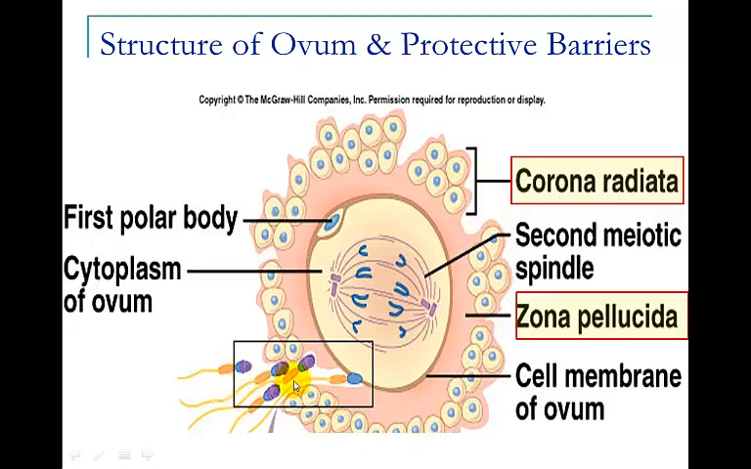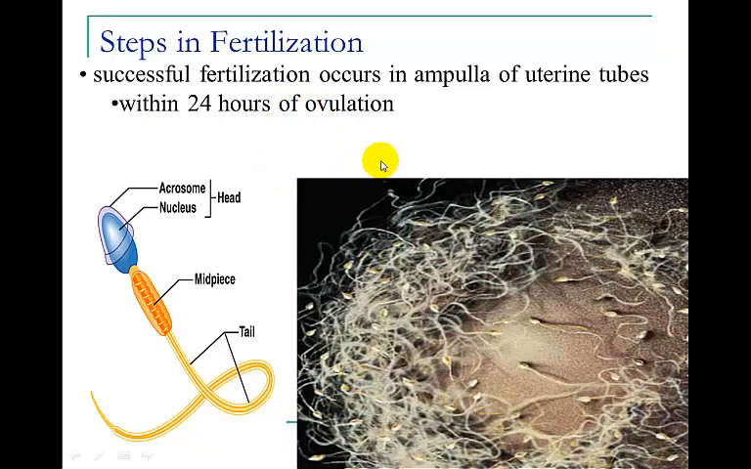When the sperm arrive, they need to burrow through the corona radiata and through the zona pellucida. The hydrolytic enzymes in the acrosomal cap allow that to occur, and the first sperm cell that arrives and fuses with the cell membrane of the oocyte will fertilize that egg. So again, this has to be within 24 hours, usually 12 to 24 hours after ovulation. Fertilization will occur. It occurs in the ampulla.